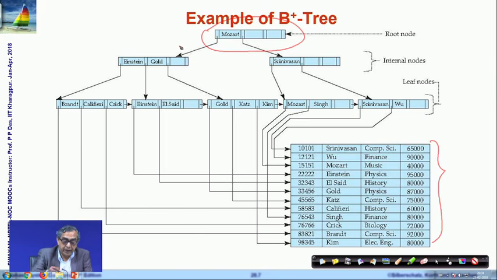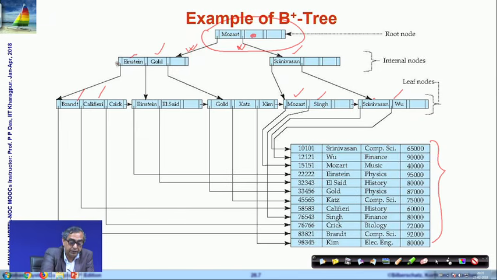As you can see, the link on the left of Mozart means all keys which are less than Mozart will be available on the link below. The link that exists here is for all keys which are greater than Mozart and less than, right now, there is nothing. So those will occur here. Einstein, Gold, Brandt, all these will come on this link. Srinivasan, Singh, Wu, all these come on this side. Mozart itself comes on this side.